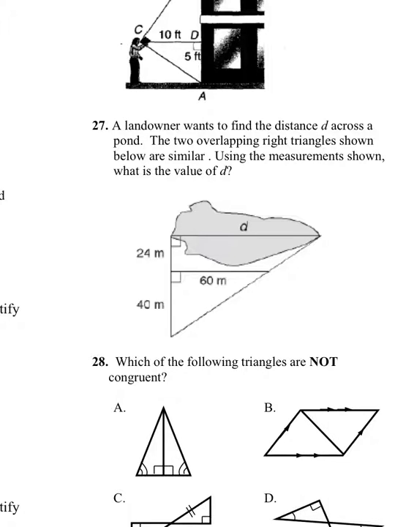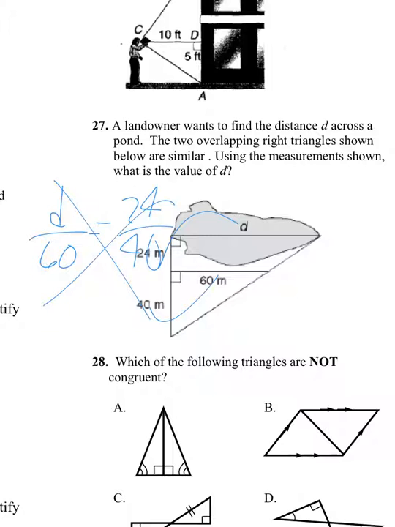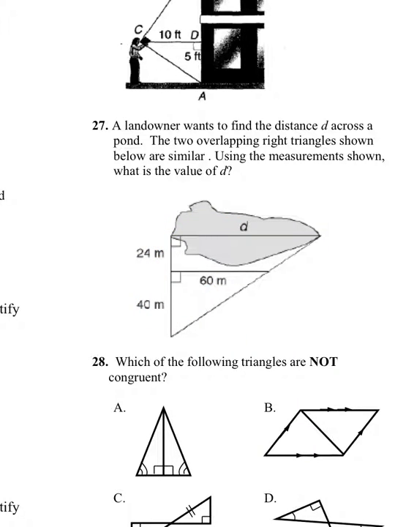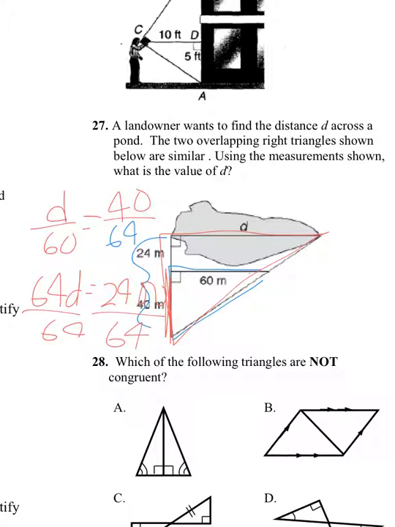And where a lot of you made a mistake is y'all just went straight to D over 60 equals 24 over 40. This to this, this to this. And that is incorrect. Okay? You can only do that when you have values here and here that are across from each other. Okay? What you have here is a small triangle inside of a bigger triangle. All right? So what you're going to do is compare this little triangle with the big one.